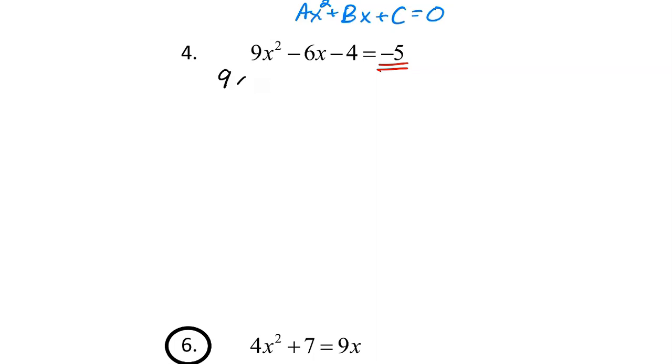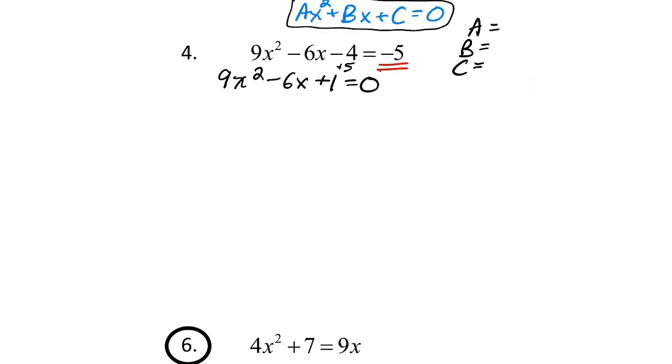So we would get 9x squared minus 6x, plus 1 equals 0. And then we can identify what a, b, and c are. You only do that once it's in the correct form, which it wasn't to begin with. So a would be 9, b would be -6, and c would be 1.